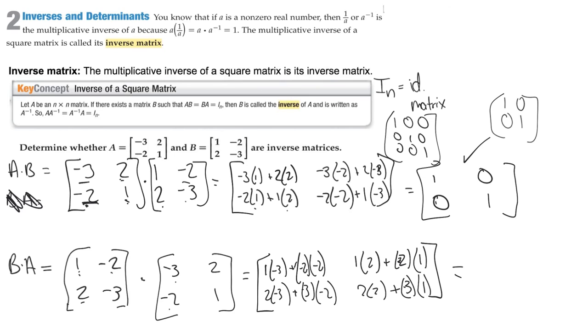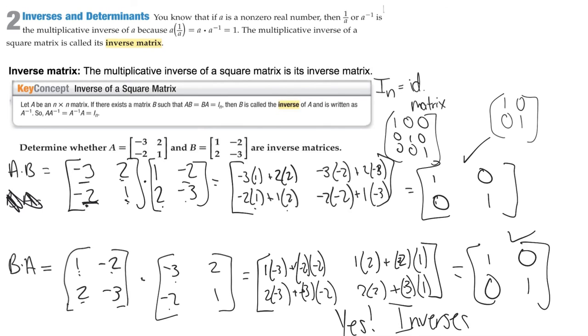Simplifying that together, that's negative 3 plus 4, that gives me a 1. Now down below I've got negative 6 plus 6, so that gives me 0. Then 2 times negative 2 plus 4... that's 0. And the last one is 1. And if you look, both of these give us the identity matrix. So yes, they are inverses.